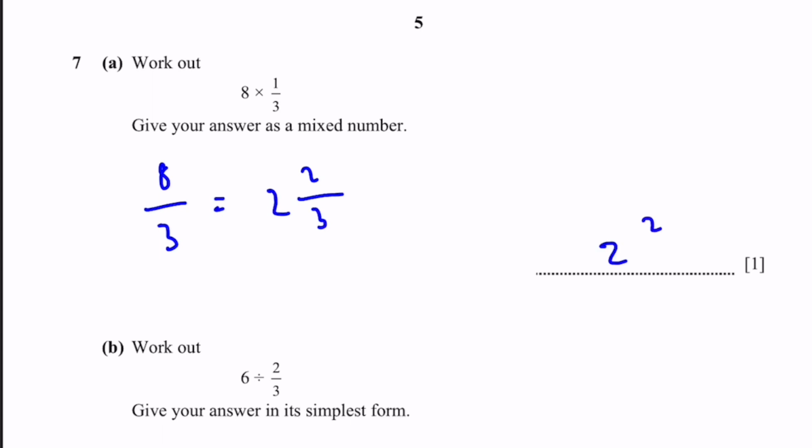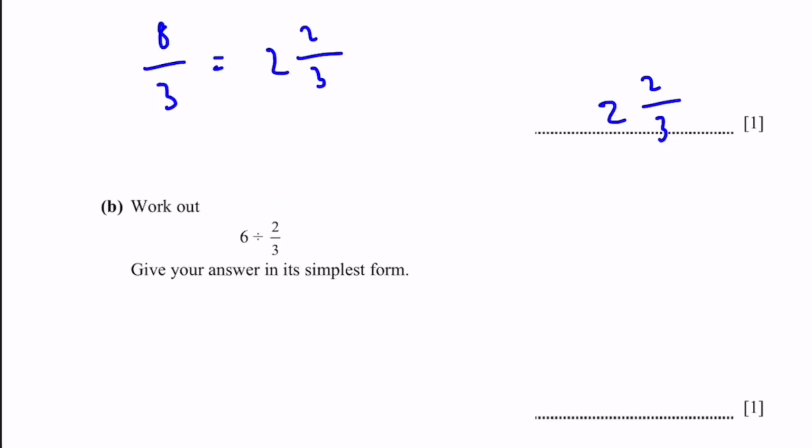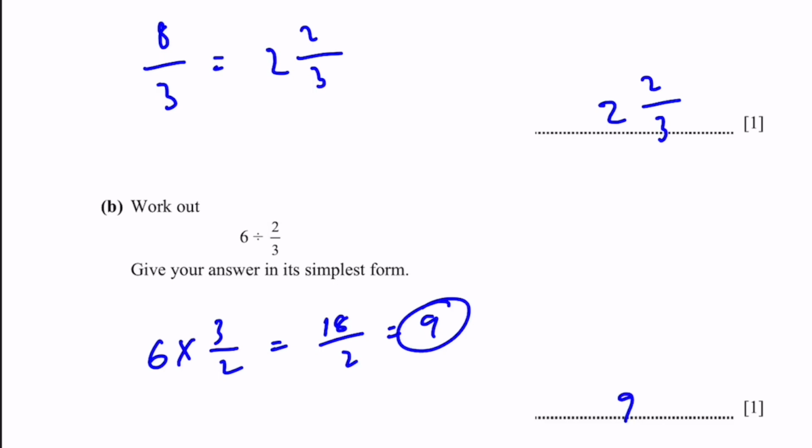That's the answer. B. Work out 6 divided by 2 by 3. Give your answer in its simplest form. 6 divided by 2 by 3 is 6 into 3 by 2, which is 18 by 2, and that's 9. That's the answer.